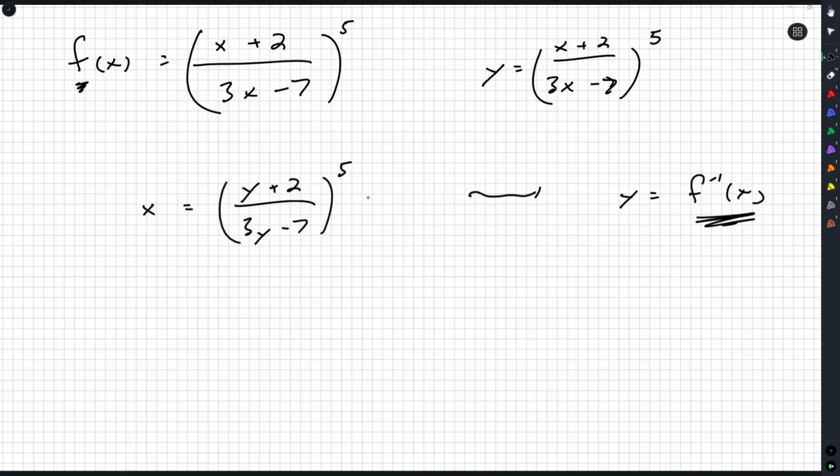Before we do that, I can't get to any of these y's. We're trying to isolate y, but we've got this pesky to the power 5 there. So what I'm going to do first is cancel out the to the power 5 by taking the 5th root of both sides.